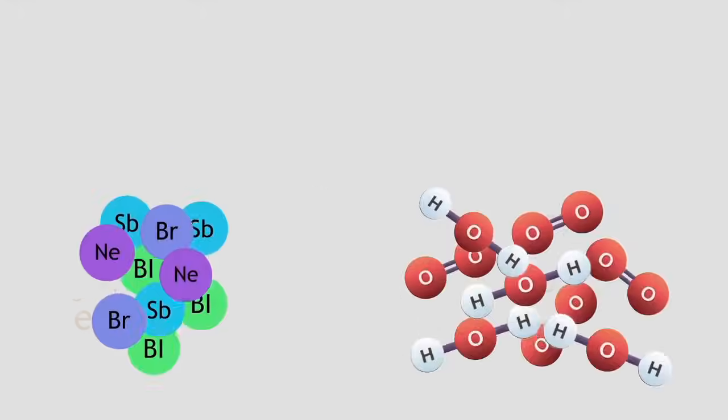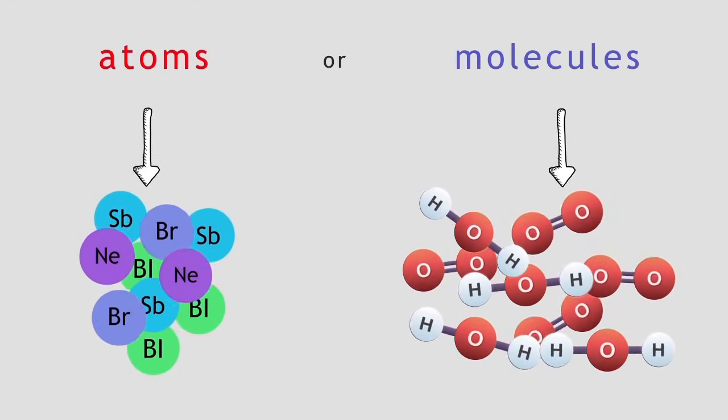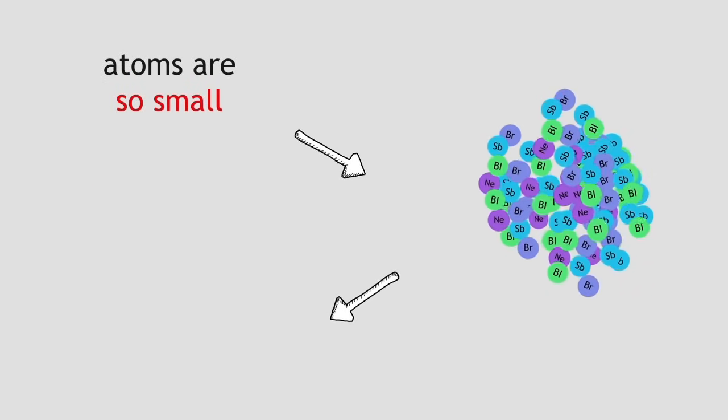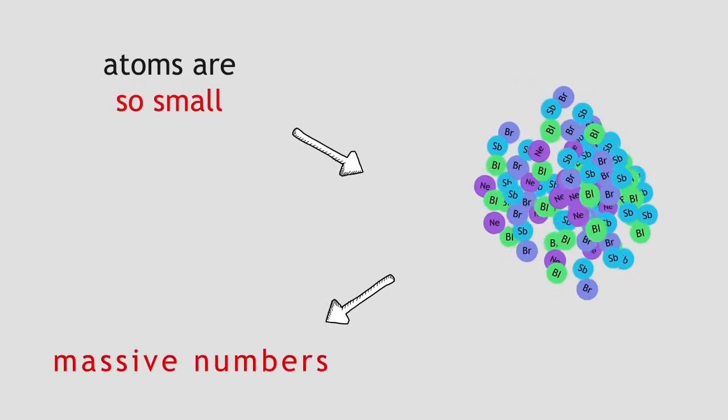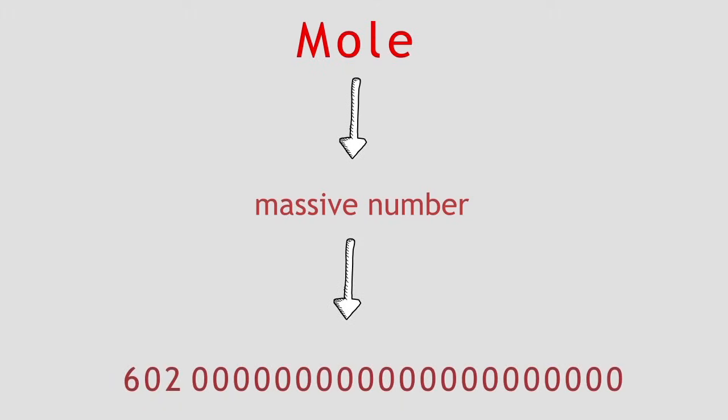However, in chemistry, we normally use it to represent atoms or molecules. This is because atoms are so small. It's just a convenient term to represent massive numbers. And a mole is a massive number. It's 602 with another 21 zeros after it.